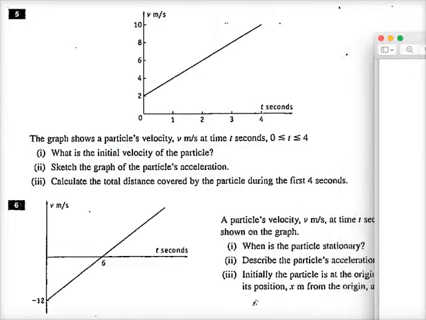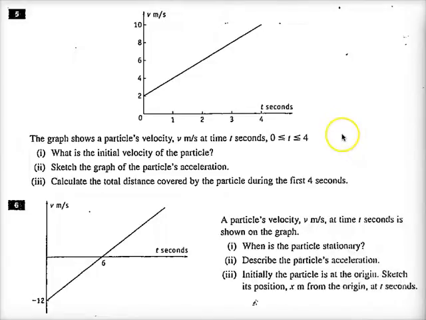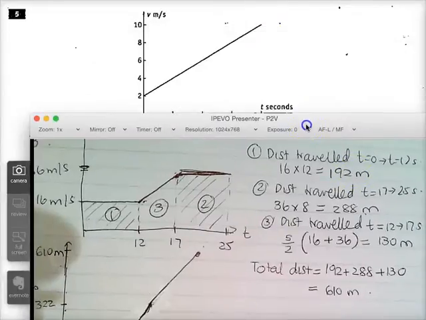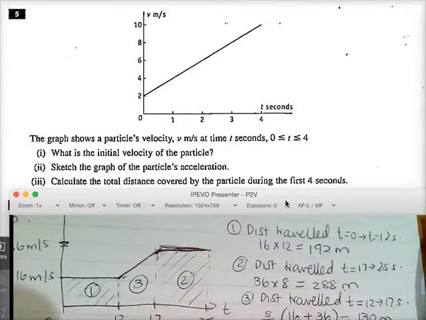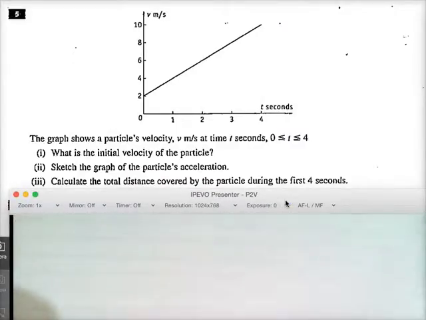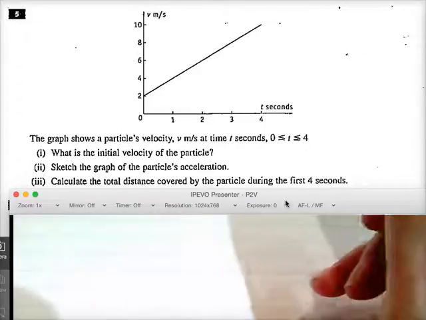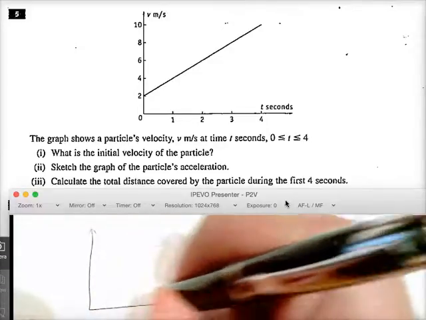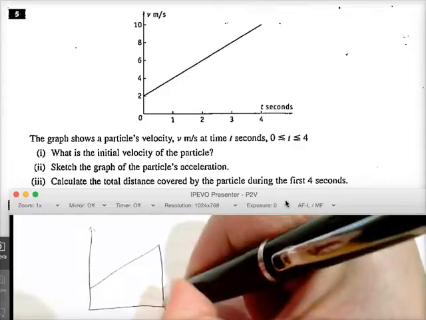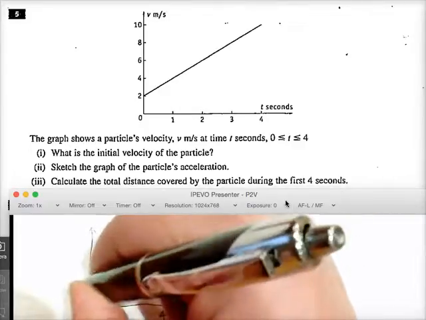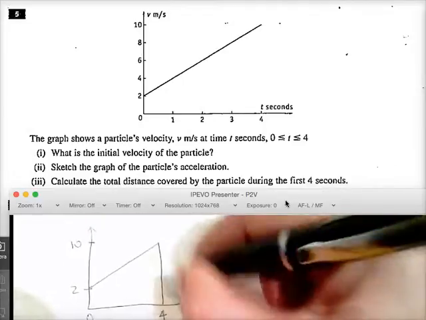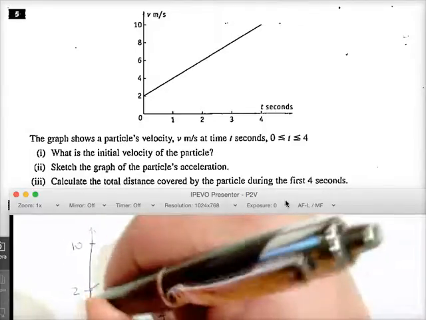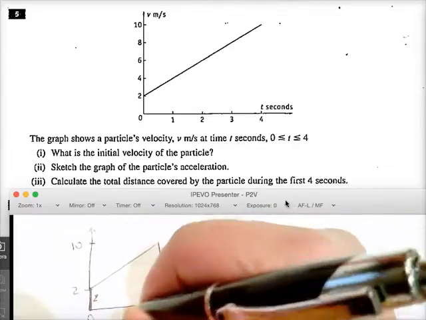Now, for the next part of the question, part 3, it says calculate the total distance covered by the particle during the first 4 seconds. Now, I'm just going to bring up my screen here, and we'll just do distance travelled. Distance travelled is the area below the velocity versus time curve, and that is a velocity curve. So here's our velocity curve, and this is 4, this is 0, that's 2, and this is 10. So this height here is 10, this distance here is 2, and that distance there is 4.